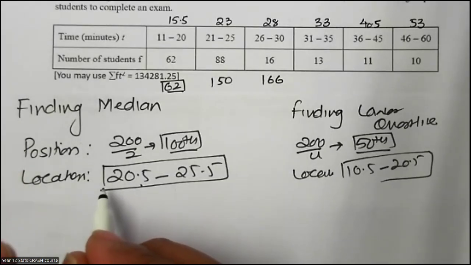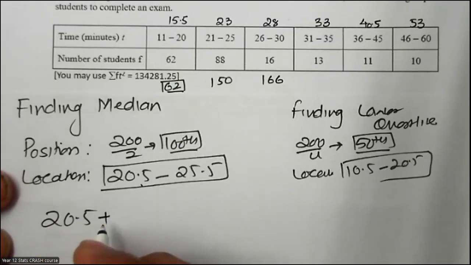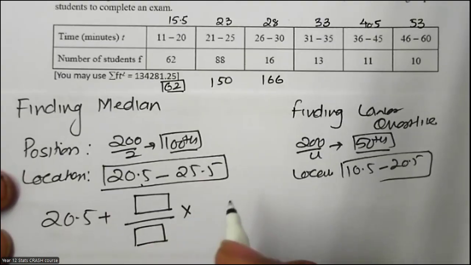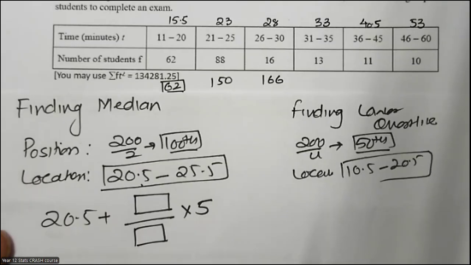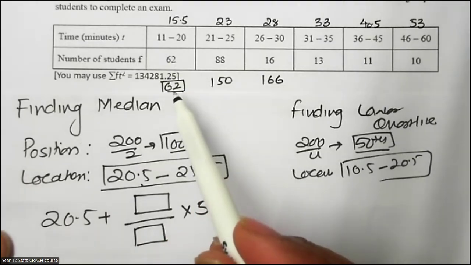We decided the median is in this interval, so it will be 20.5 plus a fraction, and it's times by the width of the interval, which is 5. What comes in the fraction, very carefully: 62 items finish in the first interval. We need 100, so that means we need the 38th item.